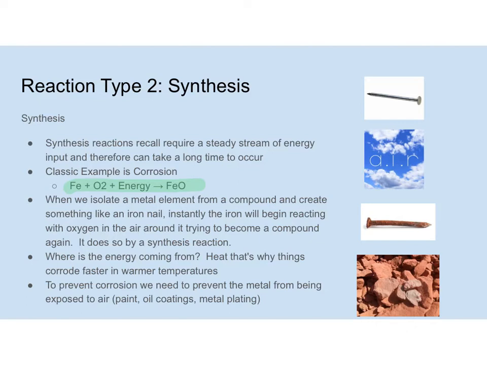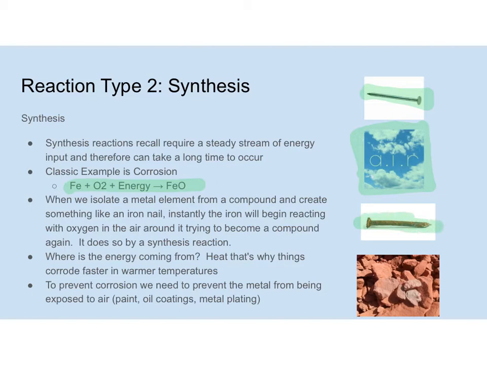If you look over here in my picture to the right, I have a nice clean piece of iron. Well, we've isolated this metal. And when we isolate a metal element from a compound and create something like an iron nail, like we have up here, instantly the iron will start reacting with the air. Inside air we have oxygen, and oxygen is extremely reactive. Those two things are going to combine, and what you're going to see over time with the input of energy is you're going to see it start to rust.